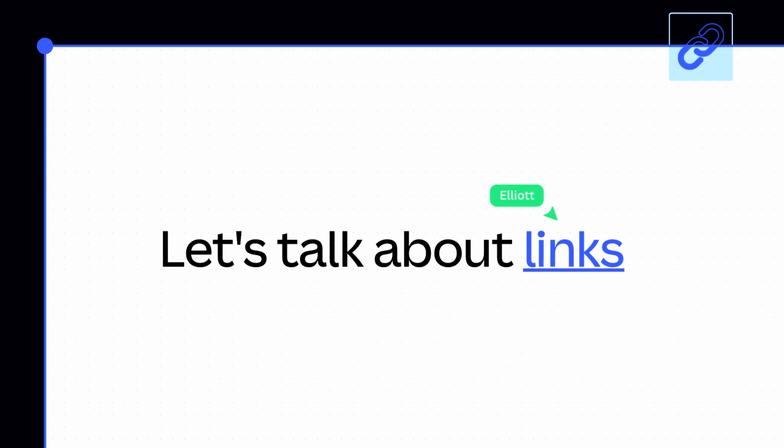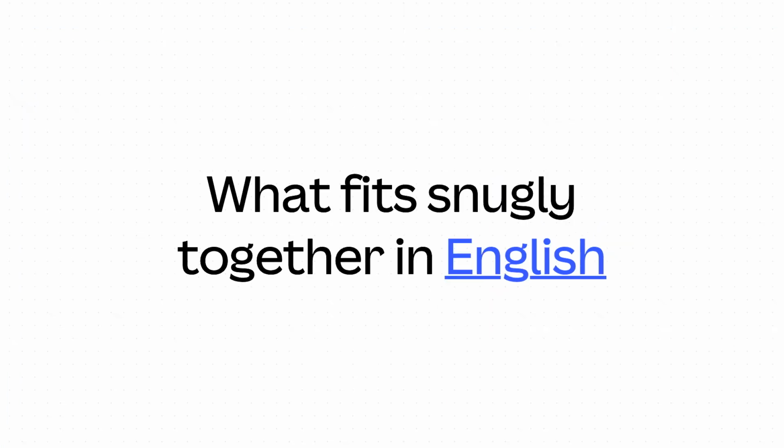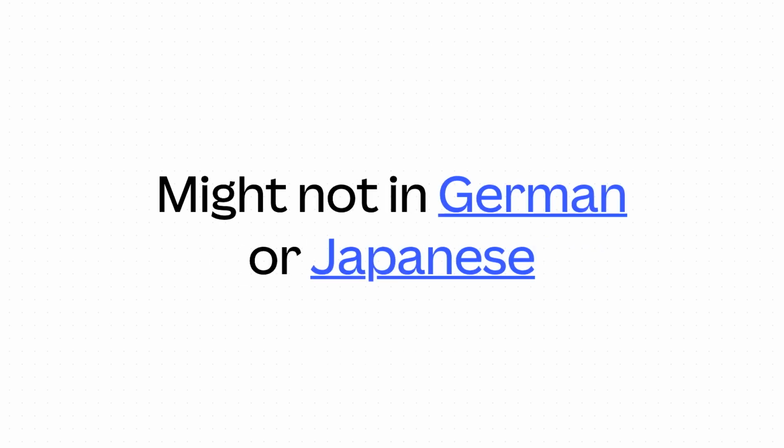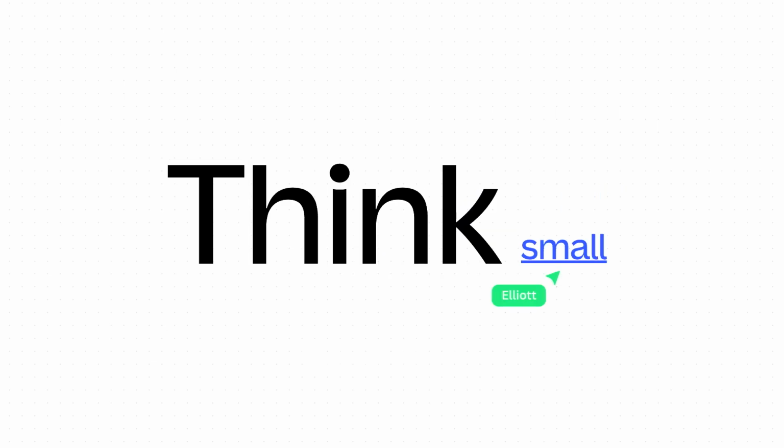Now, let's talk about links. There's an external link component in the App UI kit made just for that. Seems simple enough, right? Click here, go there. But even links can lead us astray if we're not careful. You should only link the action you want the user to take or the specific destination they'll land on. Because different languages have different word orders. What fits snugly together in English might end up on opposite sides of the sentence in German or Japanese. So, think small. Use your external link component for single terms or short phrases, and they won't get lost in translation.